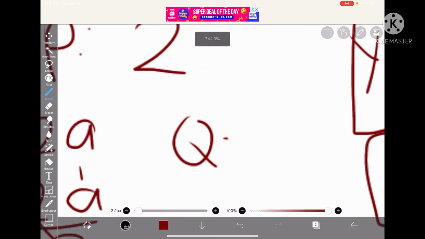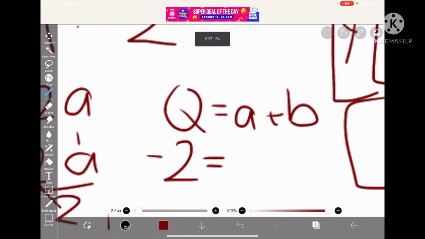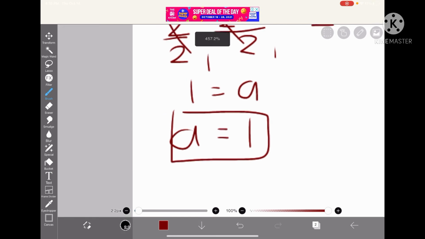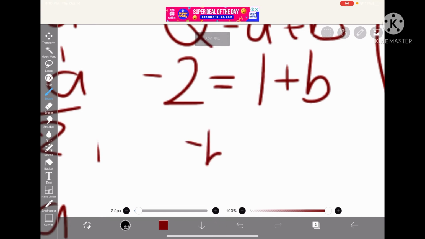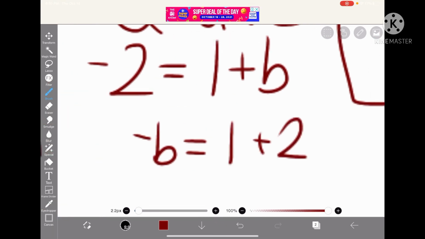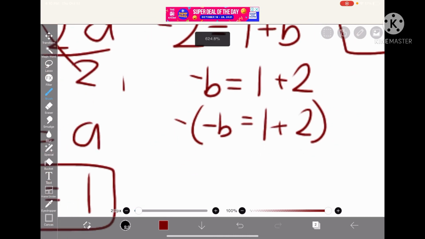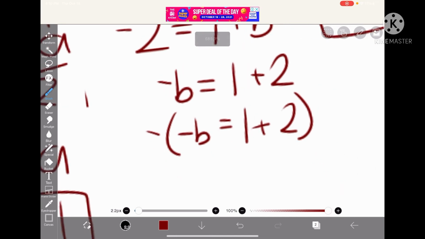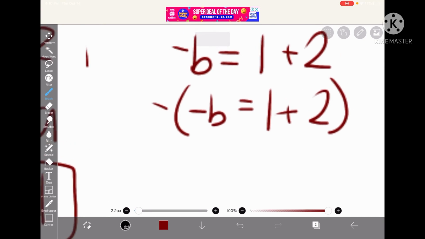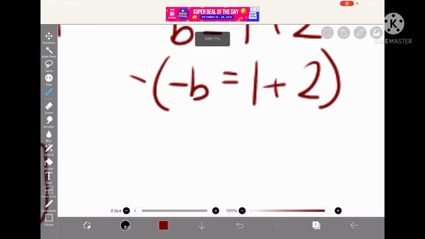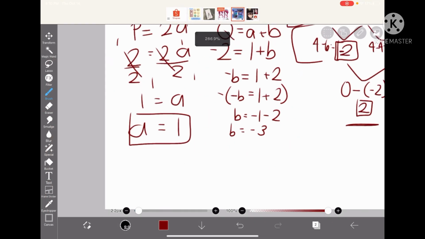Now let's solve for B. Q is equal to A plus B. Let's substitute Q with negative 2, and since we already found the value of A, which is positive 1, let's plug that in here. Let's transpose. For 1 to move over, we multiply it with the minus sign. Negative times negative is positive. So B will become negative 3.